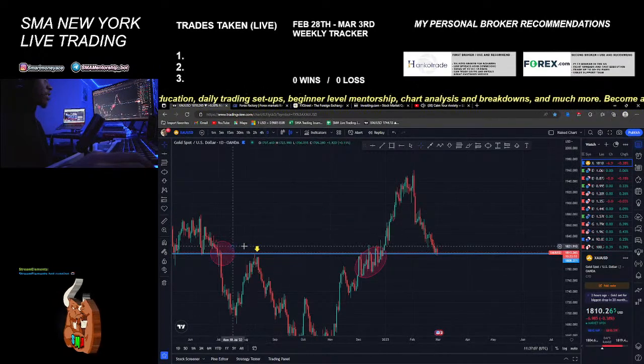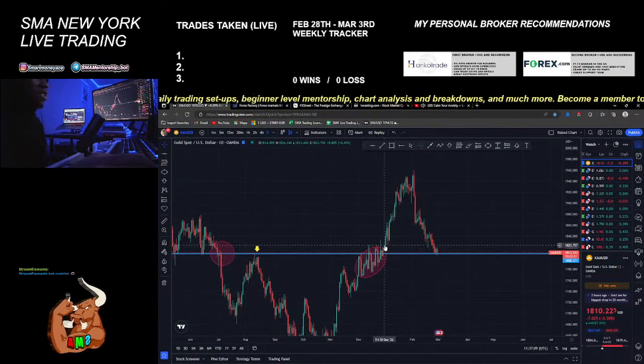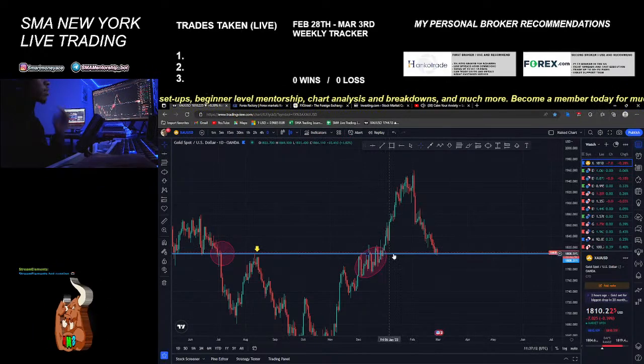Looking at previous price action, this is what I'm going off of. Does it make sense? Just let me know and I can explain it.